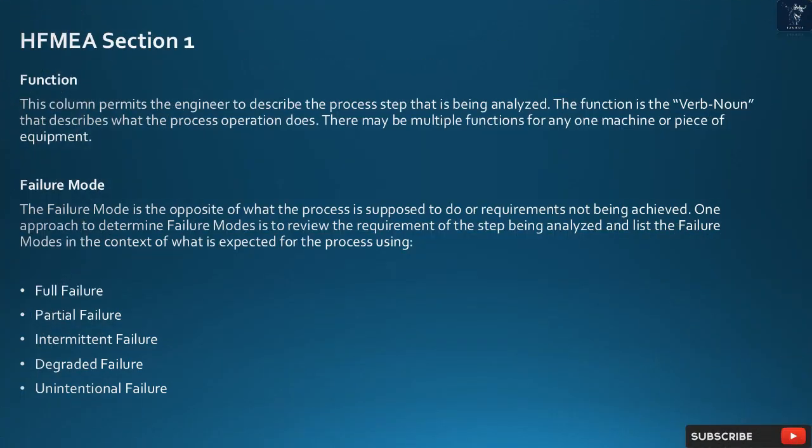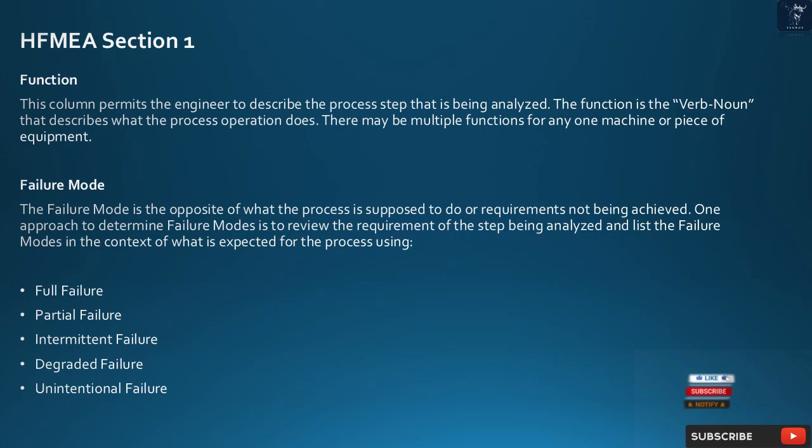HFMEA Section 1. Function. This column permits the engineer to describe the process step that is being analyzed. The function is the verb-noun that describes what the process operation does. There may be multiple functions for any one machine or piece of equipment. Failure mode. The failure mode is the opposite of what the process is supposed to do, or requirements not being achieved.